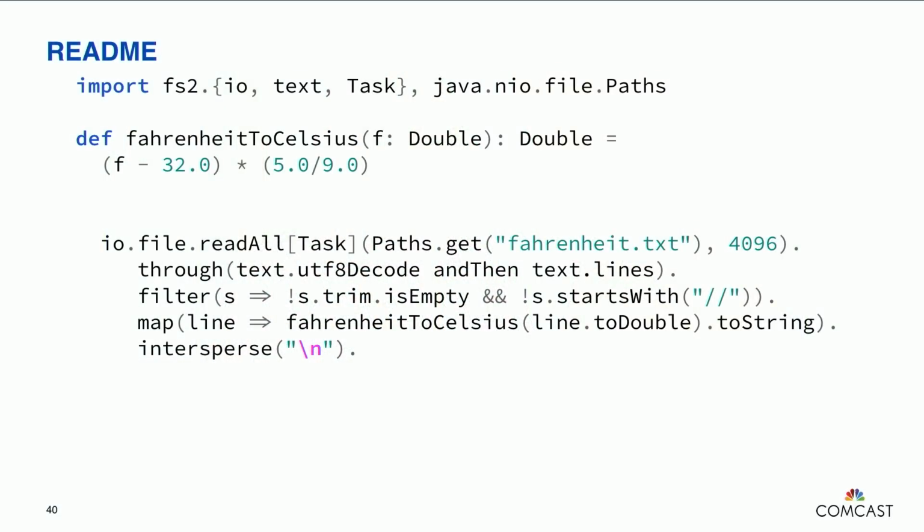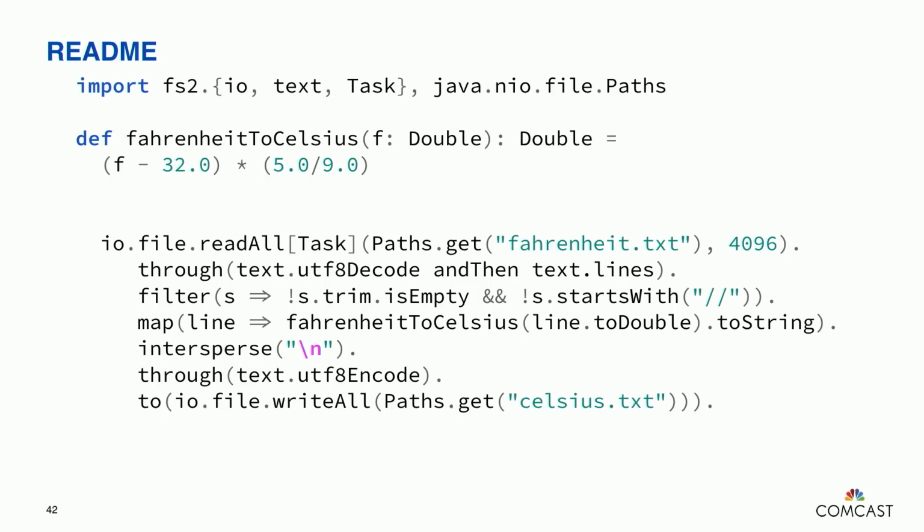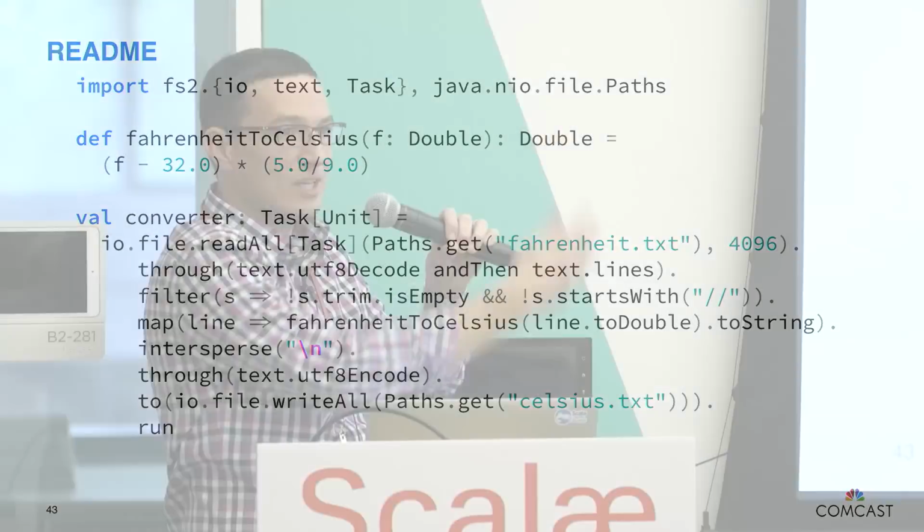Now that we have this stream of Celsius values, we want to stick newlines back in between all of the strings, re-encode it to UTF-8, write it to some file on disk, and then run that overall program. And now what we've got back is this converter value whose output type is meaningless, right? It's a task that says when we go and evaluate this, we're going to do this conversion in constant memory. We're going to be pulling elements as fast as we can write them to disk. So you can have a 10 gig file, and this all works fine.